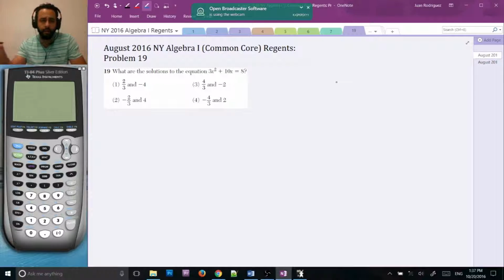Today we're working on the August 2016 New York Algebra 1 Common Core Regents problem 19. If you want to find these problems, you can go to nysedregents.org and click on the appropriate tabs. All the exams are freely available there.